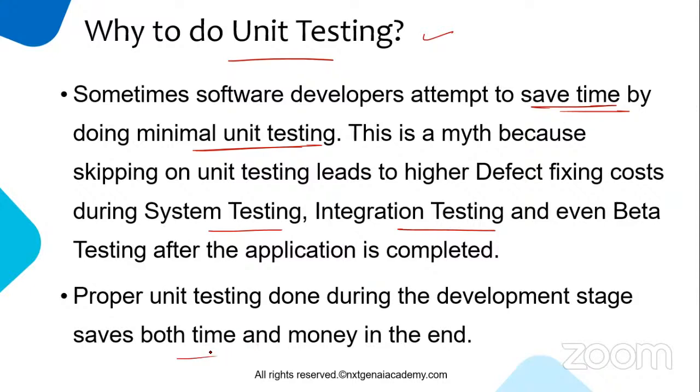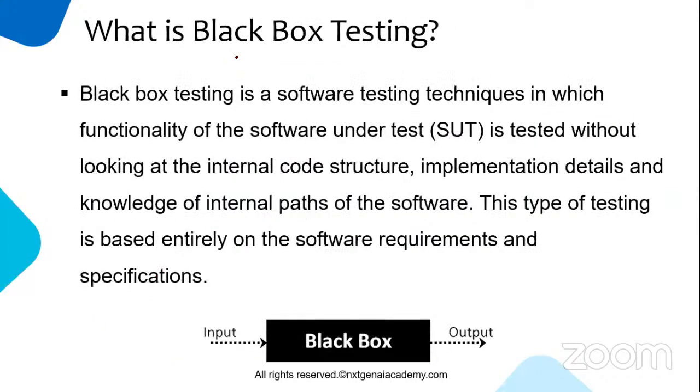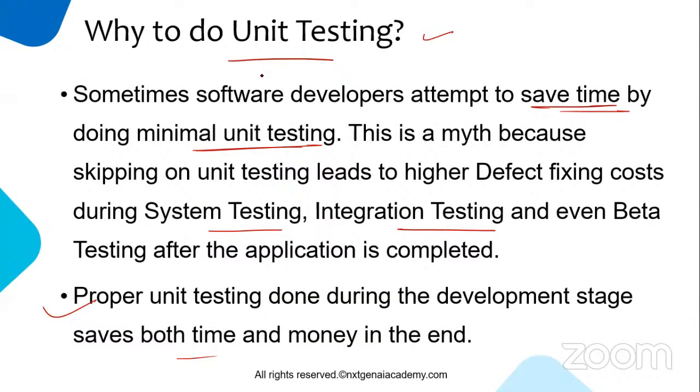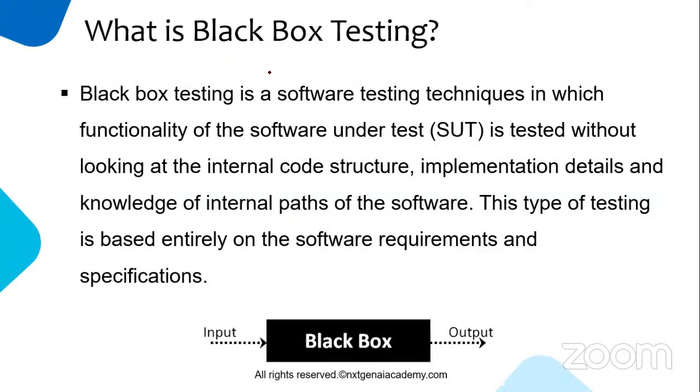But when they find a defect, a good defect, in the early stage, we know the rule: how early you find a defect, we can save the cost. Also, we are done with what the development team is doing. Now we are just going to focus on the testing point of view, that is black box testing.